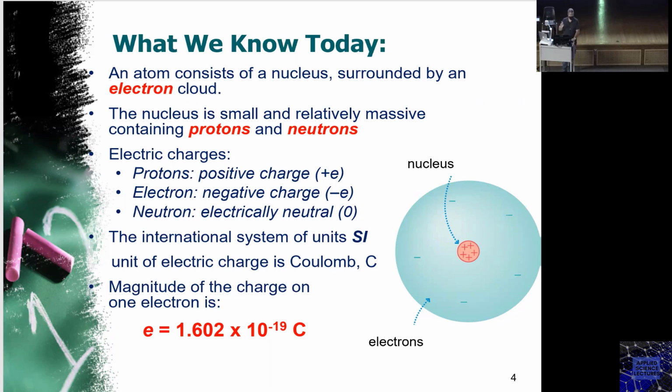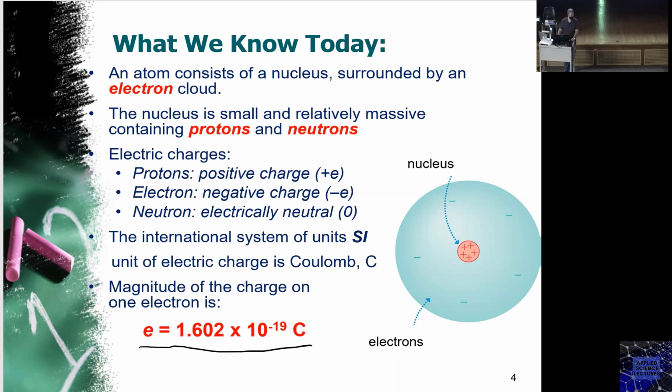Now, the magnitude of the charge of one electron is 1.602 times 10 to the power minus 19 Coulomb. And this is the same magnitude as the proton's charge. So the proton and the electron share the same charge magnitude. The signs are different. Protons are positive and electrons are negatively charged.